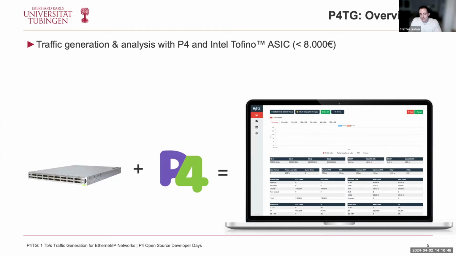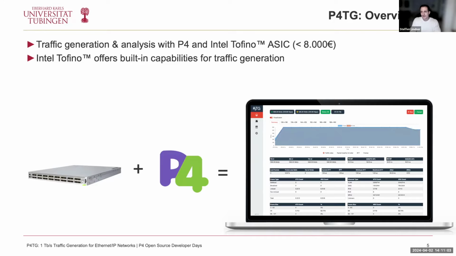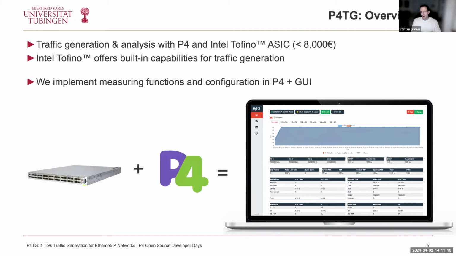P4TG is a traffic generator and analyzer written in P4 for the Intel Tofino ASIC. The Intel Tofino ASIC, at least in Germany and as a university, costs around 8,000 euros, which is quite cheap compared to commercial hardware-based traffic generators. And the great thing about it is that it already offers built-in capabilities for traffic generation. And that's why we had the idea we could implement measuring functions in P4, as well as a nice configuration user interface so that we can easily configure the internal traffic generation.